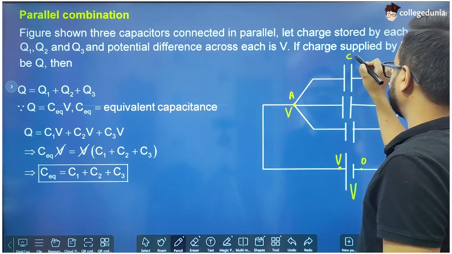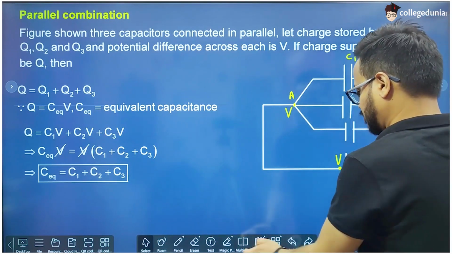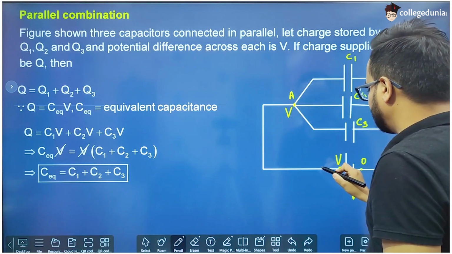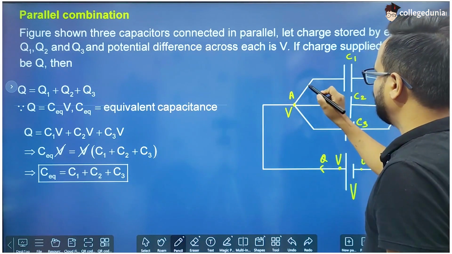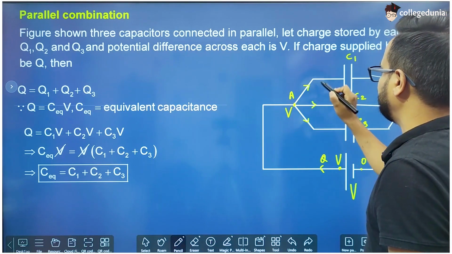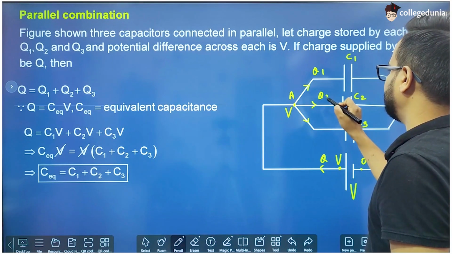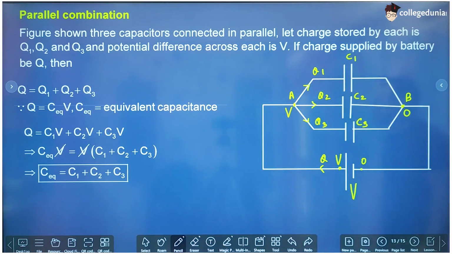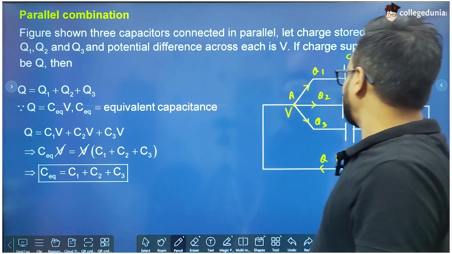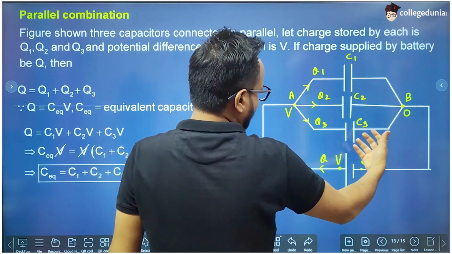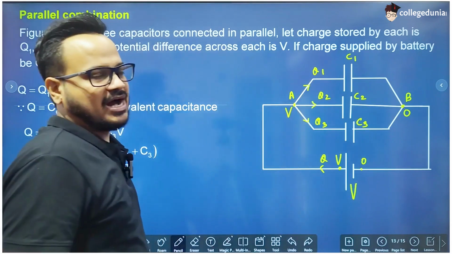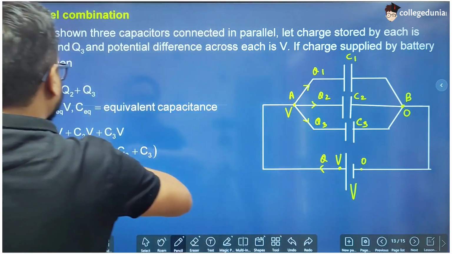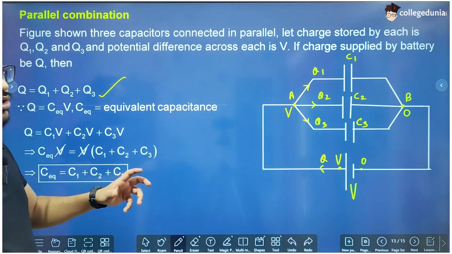Now if the capacity of this capacitor is C1, of this one is C2, of this one is C3, and the charge given by the battery is Q. This charge will be divided into three different parts because it gets three paths, and the charge will be distributed according to the capacities of the capacitors. If the capacity of C1 is higher than C2 and C3, then the charge Q1 will be higher than Q2 and Q3. And so the total charge Q is Q1 plus Q2 plus Q3.